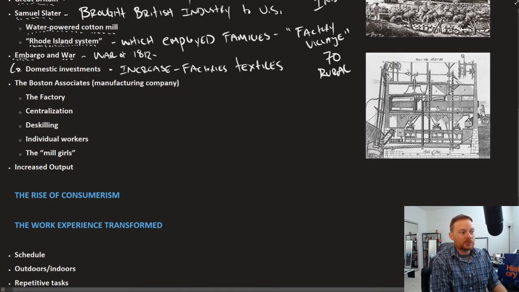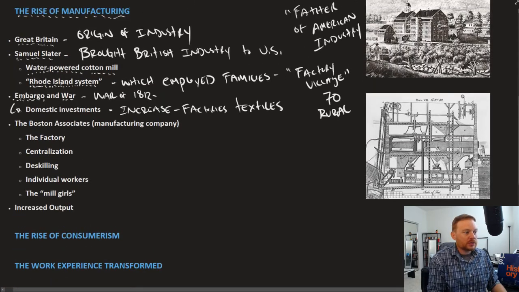So because of political events like the embargo, like the War of 1812, which cut off American trading overseas, merchants and people with money pretty much had nowhere else to invest except for into American factories. And the number of factories that were built in the United States grew pretty quickly in this particular period.